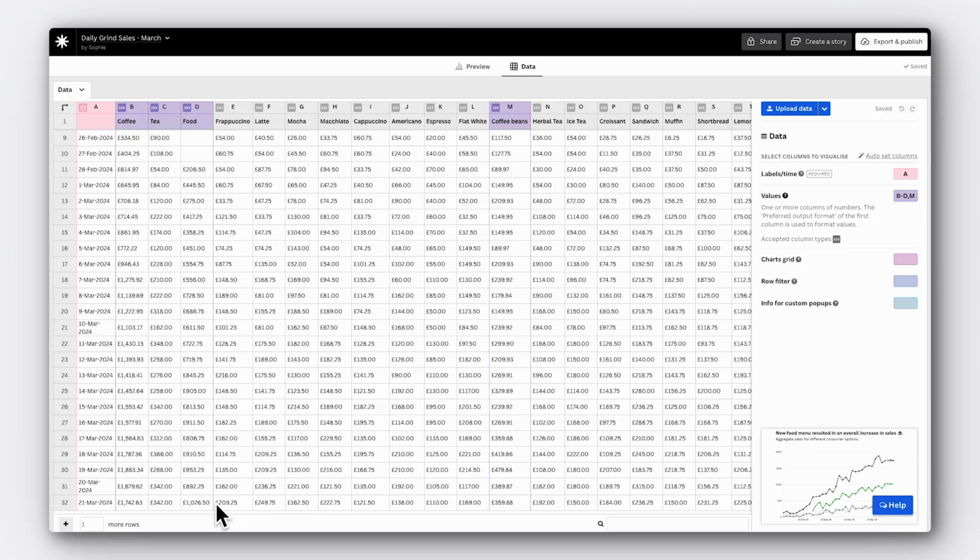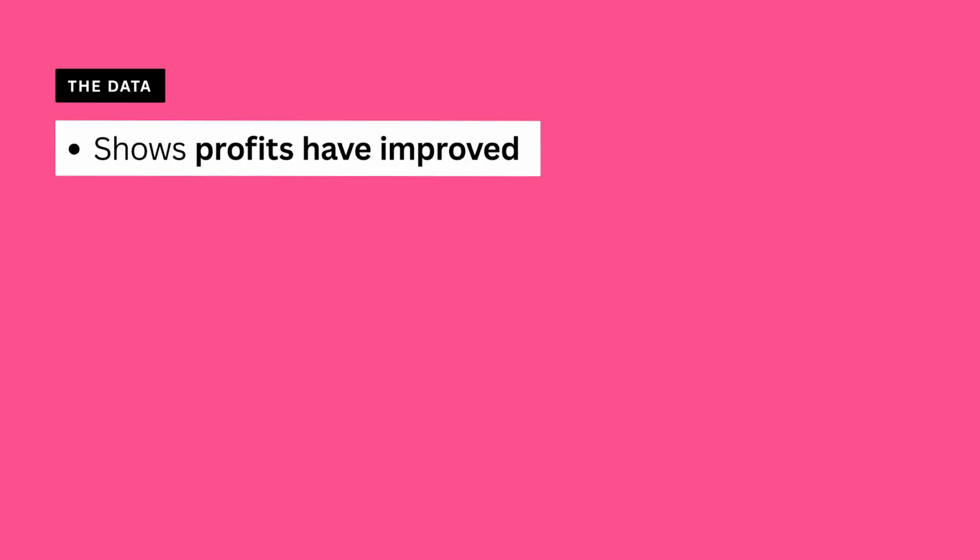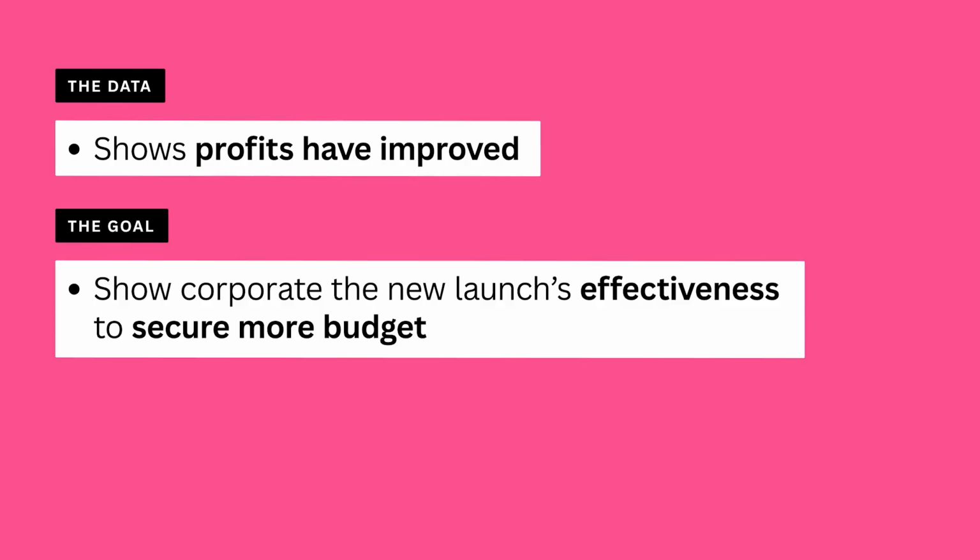First step, identify your why. Ask yourself, why are you creating this chart? What do you aim to achieve with it? Let's consider our data set from our cafe, the Daily Grind Coffee House. The data reveals that since introducing a new food menu, profits have improved. The goal? Show corporate the new launch's effectiveness to secure more budget. That's your why, demonstrating value to make a case for additional resources.